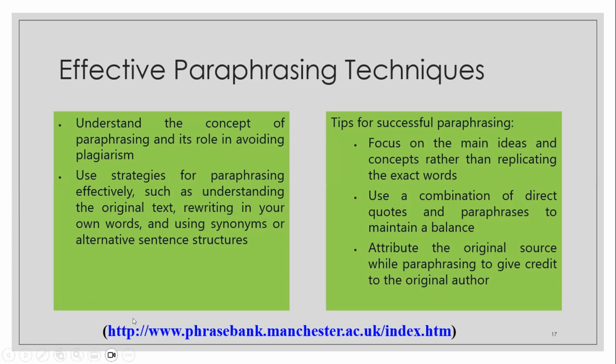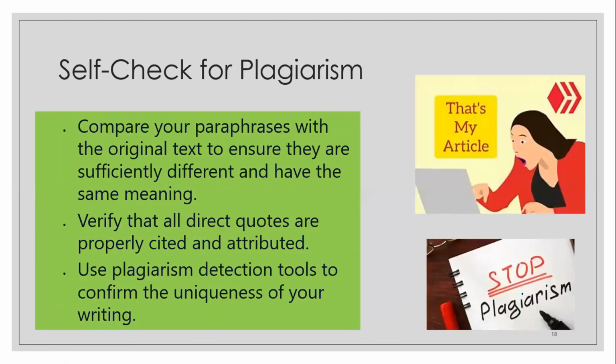And this is one website that gives sentences that are acceptable and avoid plagiarism. I have it in the next slide, I will show. And the self-check for plagiarism is to compare your paraphrase with the original text, as I mentioned just now. You keep the sentence and check the sentence that you paraphrased, and see whether it has the same meaning or different meaning. And using quotes and citations is very important, to cite the work. Even if you paraphrase, you need to put the reference, and you need to make sure that the reference used is relevant to the information in the sentence.